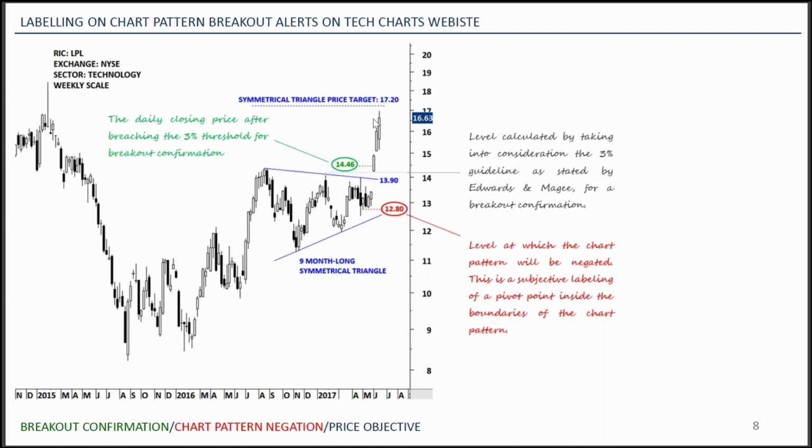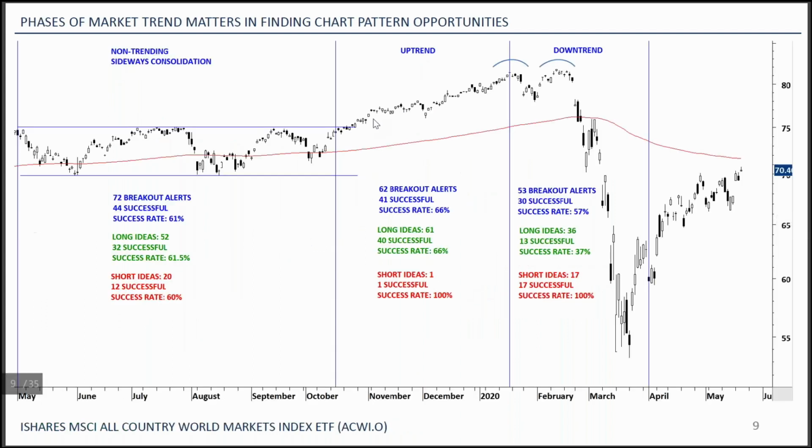Now, let's move to the phases of market trend over the past year. You can see that it's been a roller coaster. But even in this roller coaster, there were periods where we had some steady trends, we had some nice consolidations, and we had a nice downtrend. This is covering the past 1 year on the iShares MSCI All Country World Market Index ETF. Why did I take this? Because I think this is a global standard, a good representation of the global equity market's performance. It includes developed, emerging, and frontier market equities.